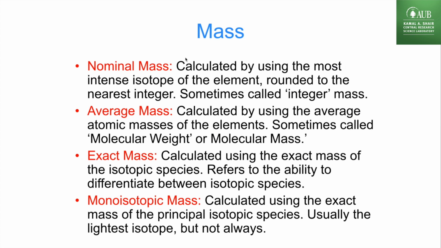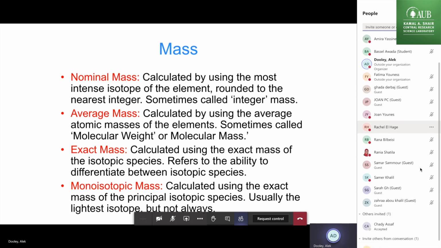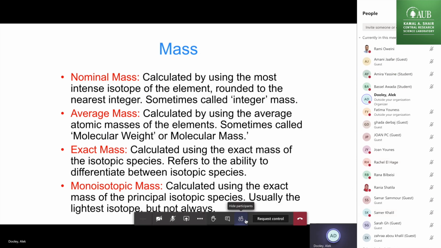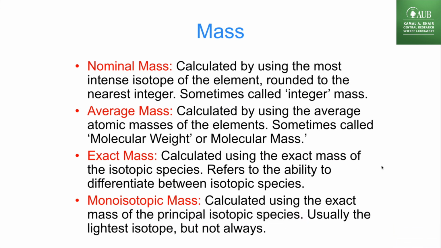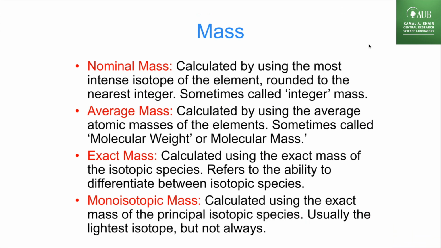Average mass is basically the same thing as molecular weight or molecular mass, and this is the average of the atomic masses of all of the elements. So what is that the average of, actually? The average of the atomic masses of all the elements. What does that mean? That means it takes into account the different isotopes. So if there is an isotope of the element, it will average that.